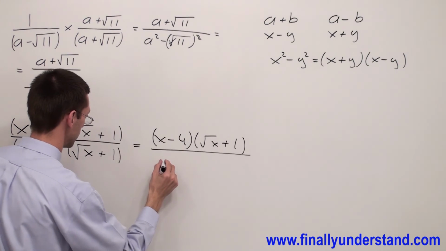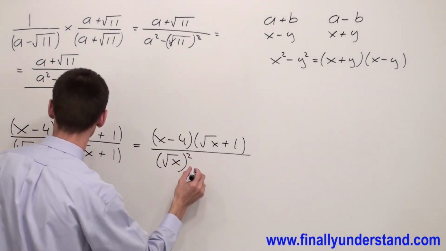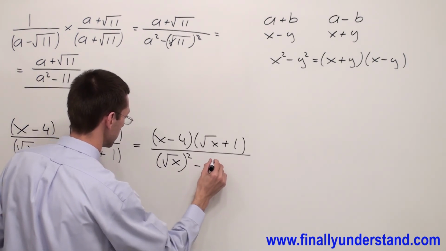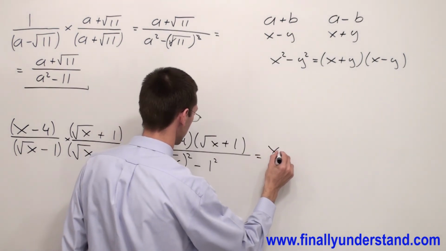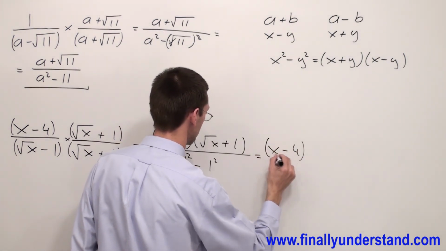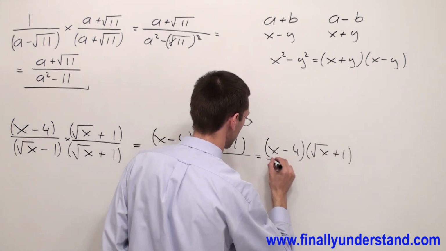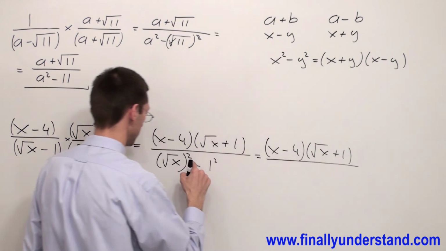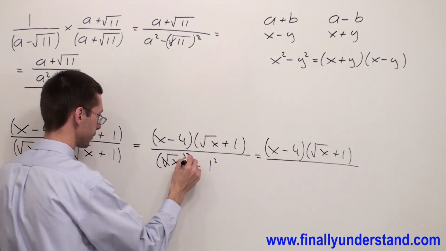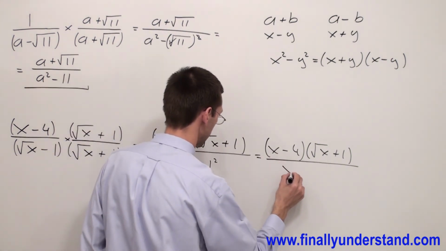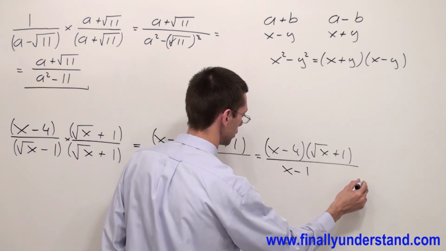So I'm going to have square root of x square minus 1 square. This is going to be equal to x minus 4 times square root of x plus 1 over, this exponent is going to eliminate this radical sign. That's why I'm going to have x minus 1. And this is the solution to my problem.